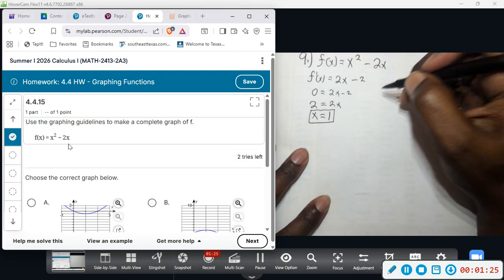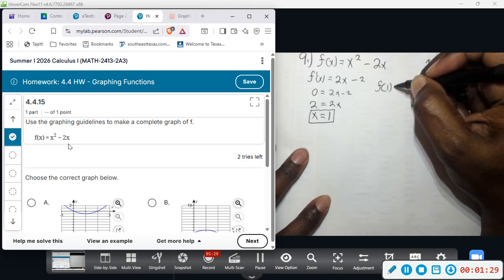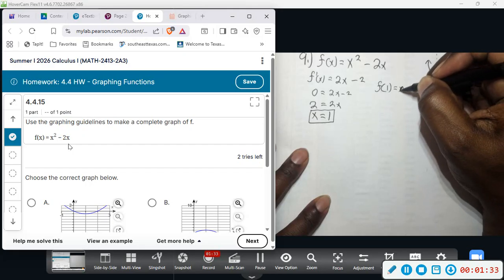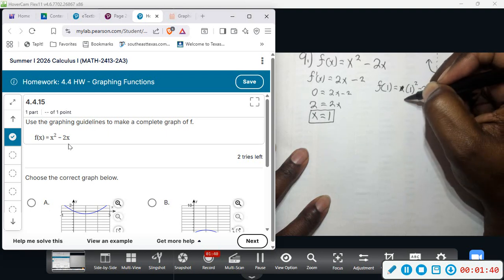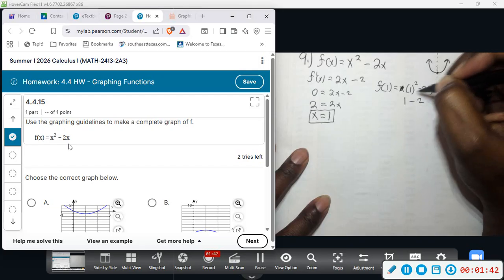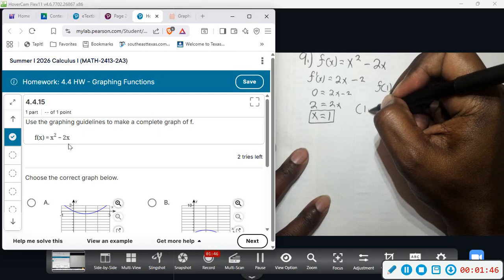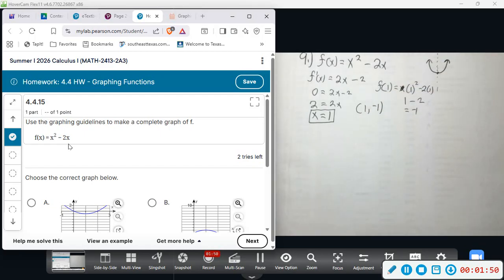Now we go back to our original function, plug it in, and find the actual value of that function, of that minimum, that is 1 squared minus 2 times 1. So we get 1 minus 2 gives us a negative 1. So we get an ordered pair of positive 1 for x and negative 1 for the y. I think we can probably graph it based on that.